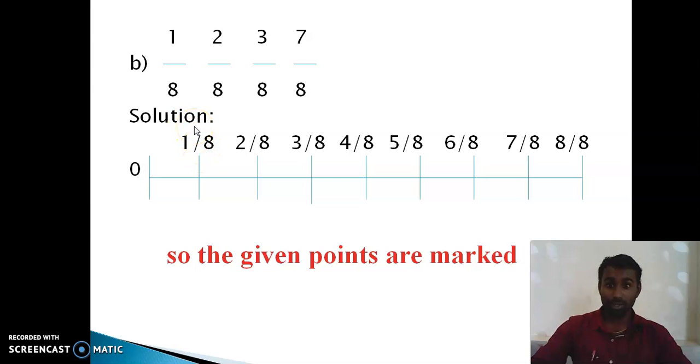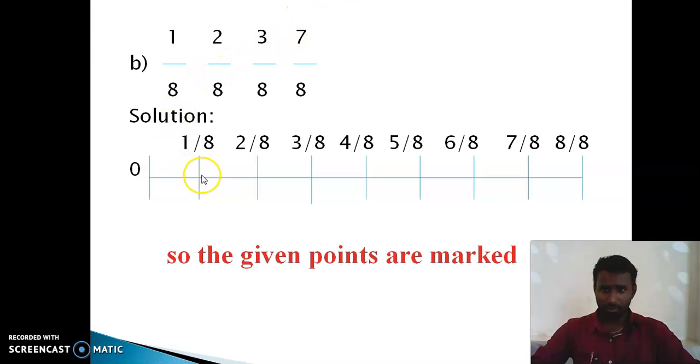Before that, what should we do? We have to split that number line into how many parts? What number have they given? 8. So we have to split it into 8 equal parts. See here: 1, 2, 3, 4, 5, and then 6, 7, 8. So 8 equal spaces. You have to divide it equally.